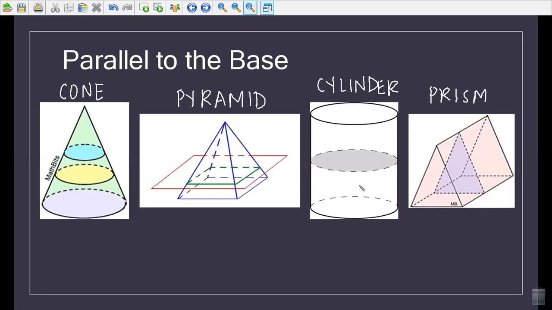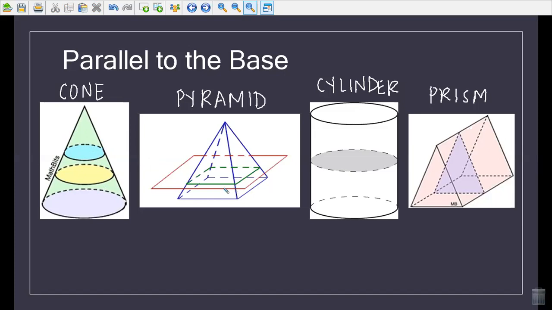But if I take any of our other four shapes, and I slice it parallel to the base. For our first two, we've got our cone and a pyramid. A cone's kind of like a circular pyramid, so they go together. For a cone, if I slice it parallel to the base, it's going to give me a circle. Not the same exact circle. It's going to be a little bit smaller the higher you go, but it's going to give you that circle. It's going to basically make a smaller cone.